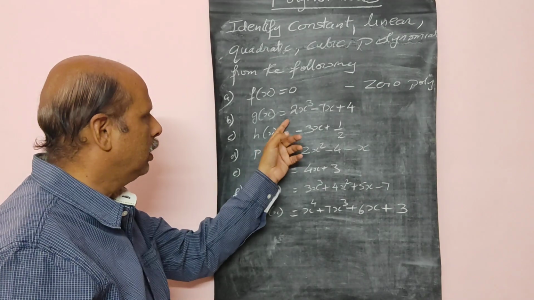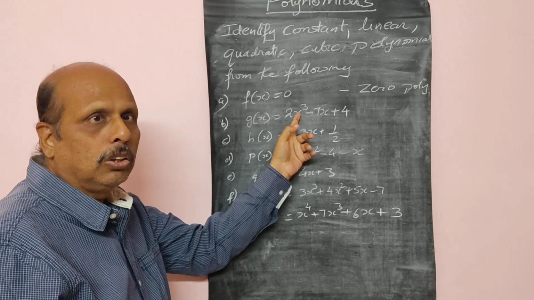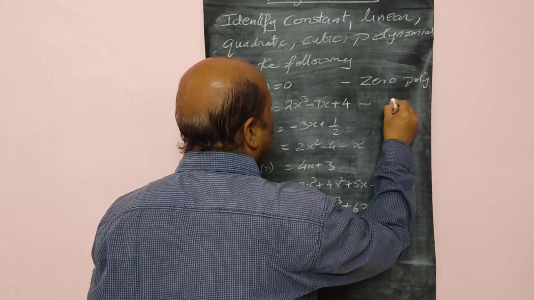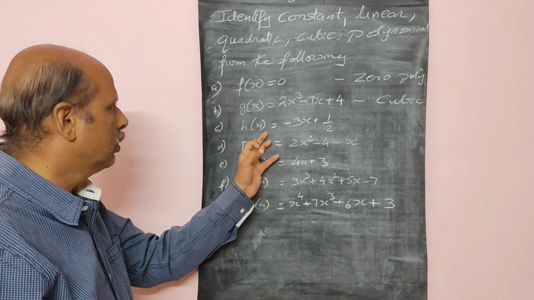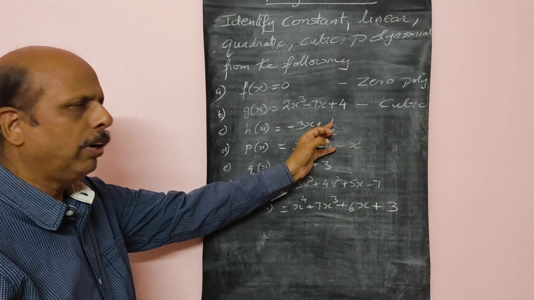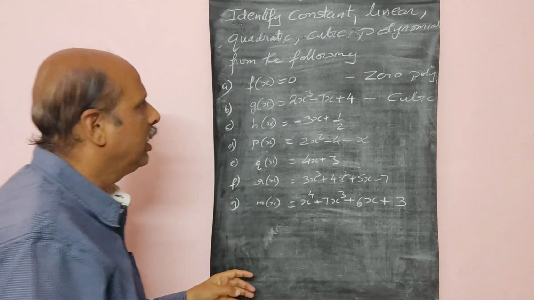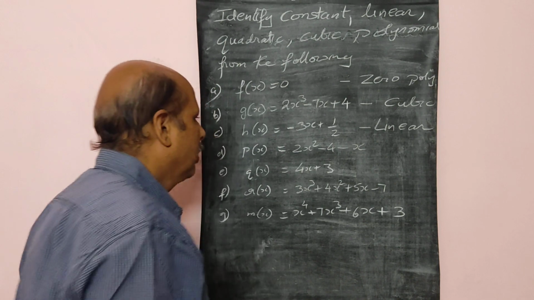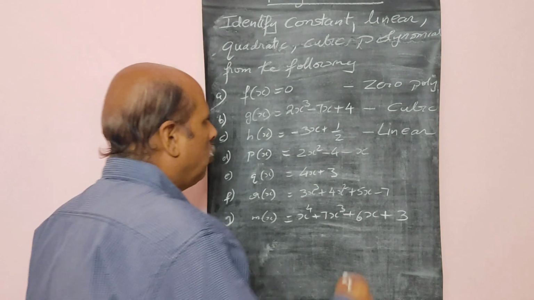Now see the second one. Highest power of the variable is 3. Degree is 3. So if the degree is 3, what type of polynomial is it? It is a cubic polynomial. Now this h of x, a polynomial in x, minus 3x plus 1 by 2. Power of the variable is 1, so it is a linear polynomial. Here highest power is 2, degree is 2, it is quadratic.